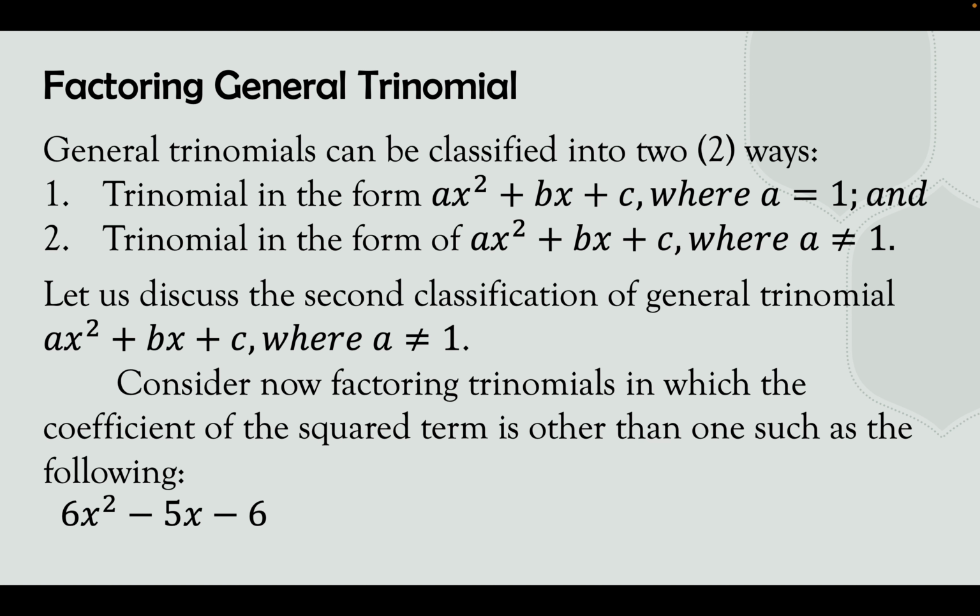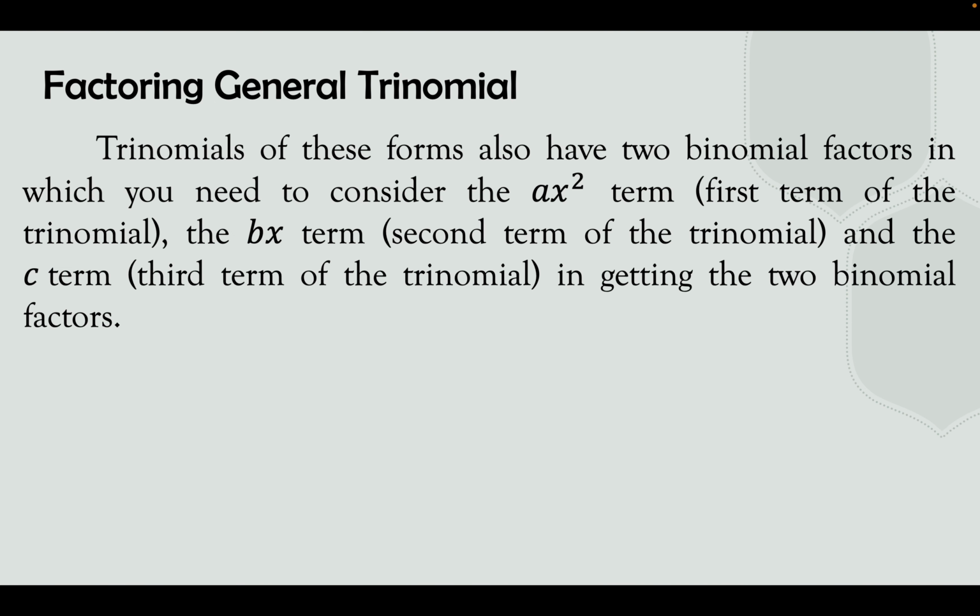So we have here an example: 6x squared minus 5x minus 6, 3x squared plus 17x plus 10, 2x squared plus 5x minus 3. Trinomials of these forms also have two binomial factors in which we need to consider that the ax squared term is the first term of the trinomial, the bx term is the second term or the middle term, and the c term is the third term or the last term.